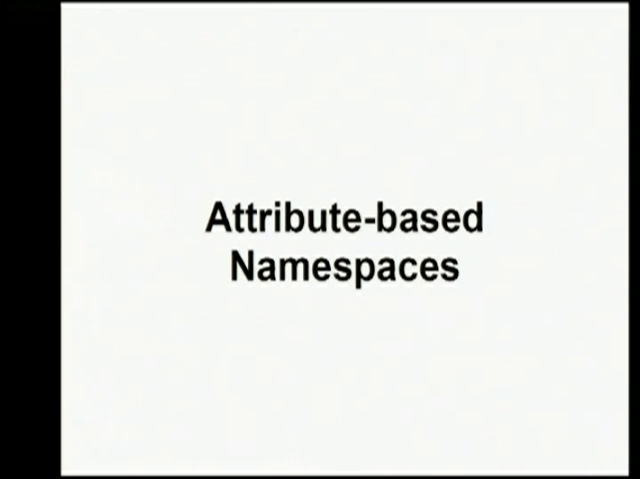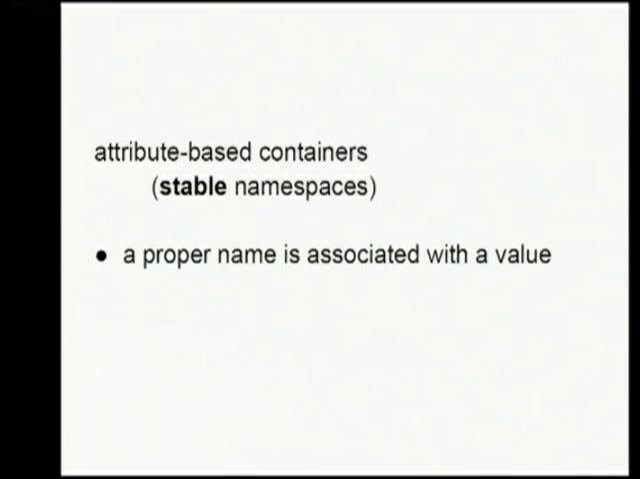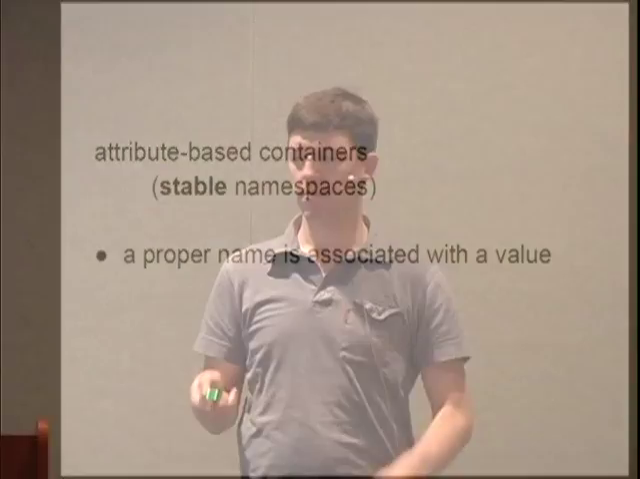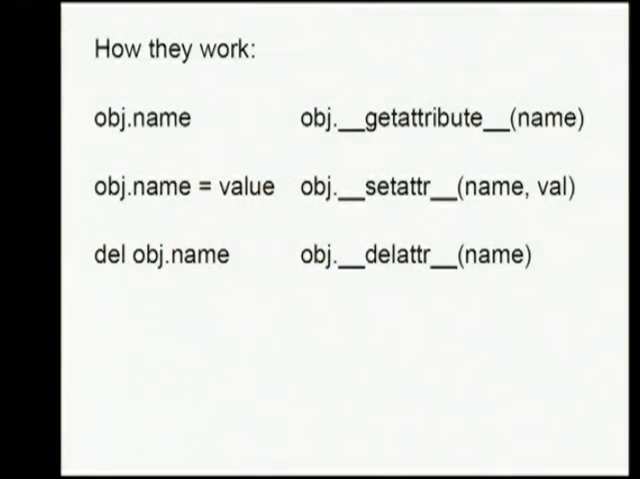Attribute-based namespaces are probably where there's the most action and probably the most interesting discussions that we can have. Think of them as stable, but they're not fixed in place like property-based. You're still talking about a proper name associated with the value, not quite so raw as mapping-based. And underneath, the interpreter is going to be using these methods off of your class to implement the dotted access that we use in Python.